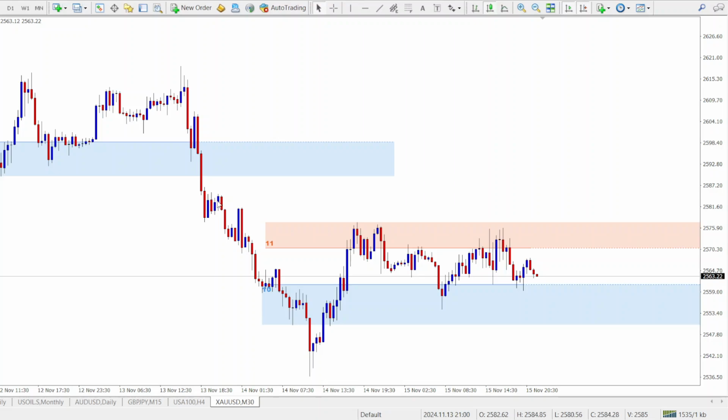But we had a little bit of a consolidation and some level of upward movement, and then we had a continuation. So we would have entered a sell right after the continuation, and then we could have set our stop loss inside the support.